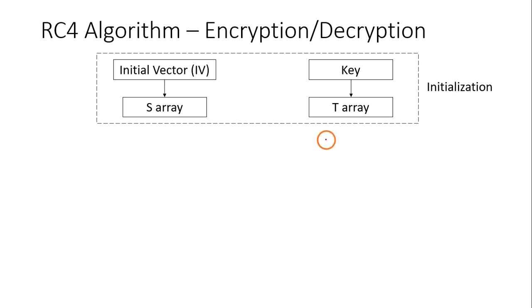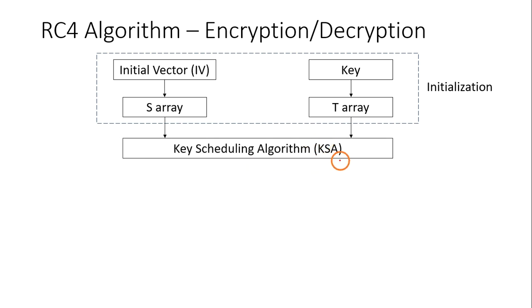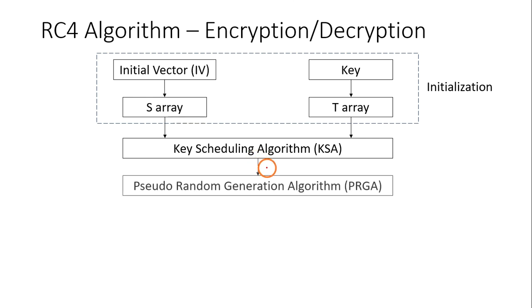Now after initialization, the next thing is the key scheduling algorithm, KSA. This algorithm is just going to permute the contents of the state array, using the values from both the S array and the T array. You will see in the algorithm, but it is just a permutation. Then the output of KSA will go as input to another algorithm called PRGA, the pseudo random generation algorithm.